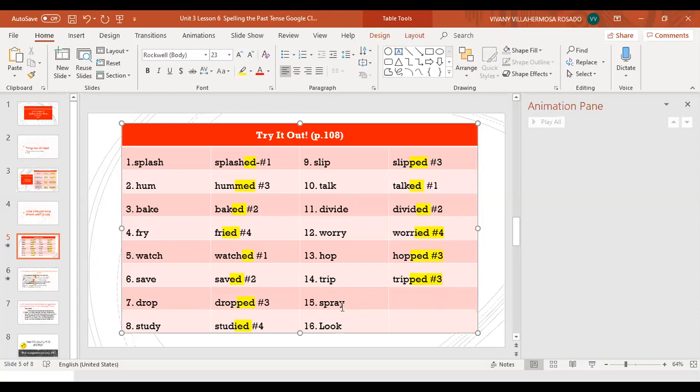Spray, does it end with Y? Yes, it does. But we have to look at the letter before the Y. Is letter A a consonant? No, it's not. You're right. A is a vowel. So we are not using rule number 4 because we have a vowel and a Y. So in this case, we just have to follow rule number 1. We just add ED.